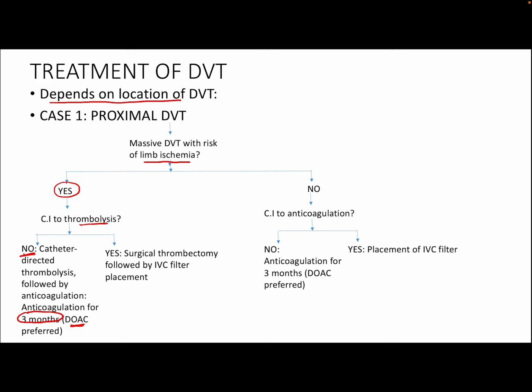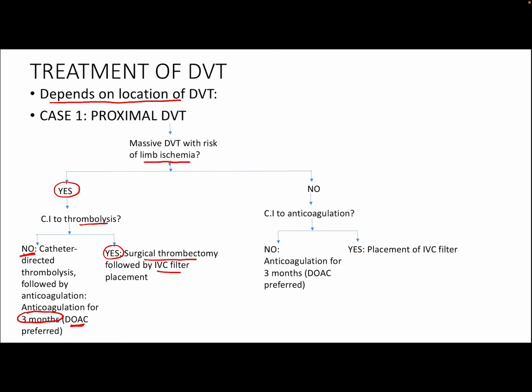the thrombus. But suppose the patient has a contraindication to thrombolysis, we can go with surgical thrombectomy. And after that, you'll have to put an IVC filter because usually that patient cannot tolerate anticoagulation as well.